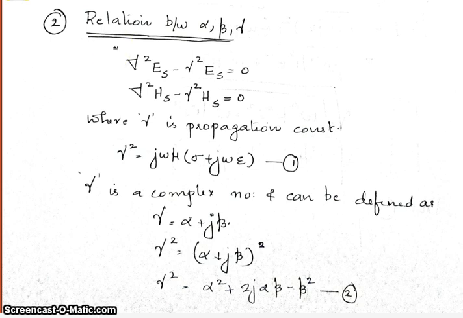Now, in this section, we will see the relation between alpha, beta and gamma. So we have the wave equation: del square Es minus gamma square Es is equal to 0 and del square Hs minus gamma square Hs is equal to 0, where gamma is the propagation constant, and you know gamma square is equal to j omega mu into sigma plus j omega epsilon, which is equation 1.